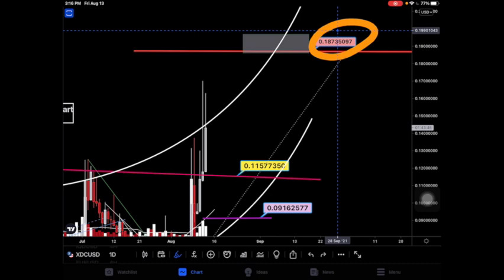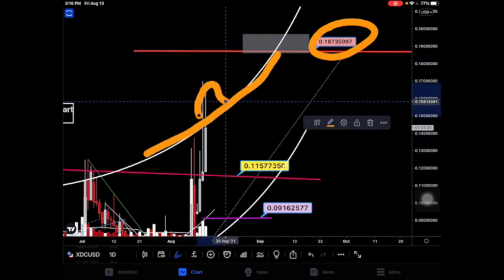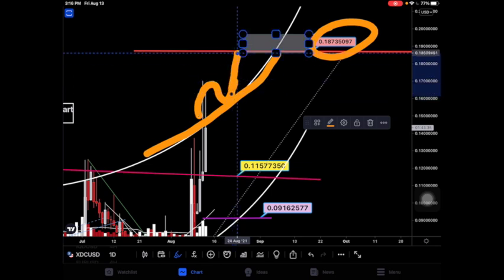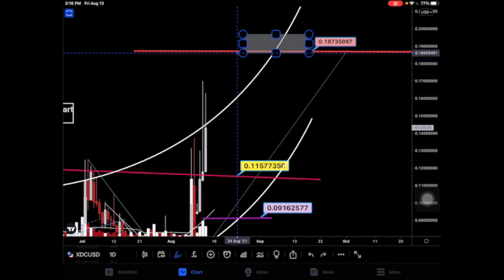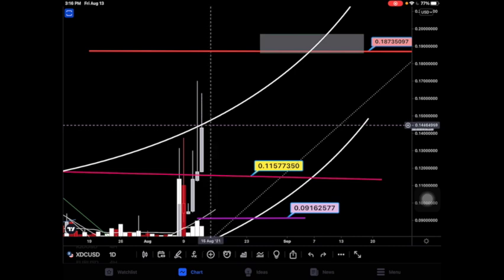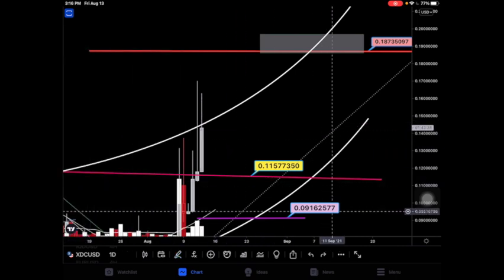We are at the top of this parabolic, so I don't think we're going to bust through. But if we did bust through, we would have to come and sit on top, and then we may go straight to 18 cents. So let's watch what happens. There's only 1 hour 43 minutes left in today's daily candle, and this is a daily chart. If we close like this, then maybe we'll get a red candle tomorrow. So we have to watch very carefully.